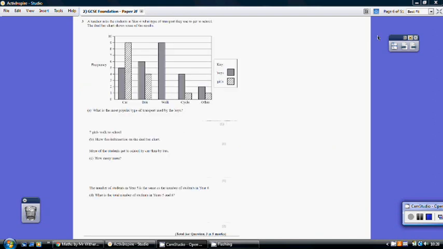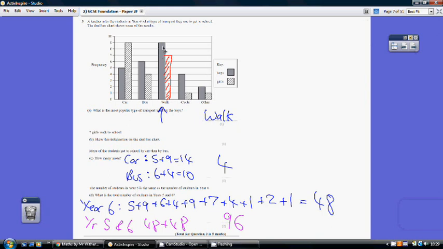Question 3. What is the most popular type of transport used by the boys? Well, the boys are the grey colour, so the highest column for the boys is this column here, which is 9, so the boys are walking.